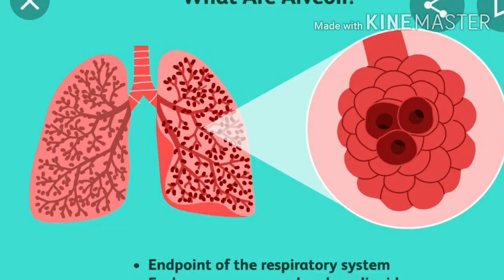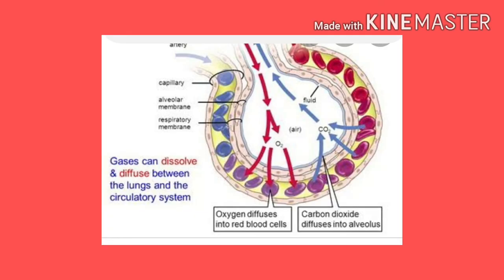These bronchioles finally terminate in clusters of air sacs called alveoli. Alveoli are the structural and functional units of the lungs. They are very small and numerous. Gas exchange takes place here.